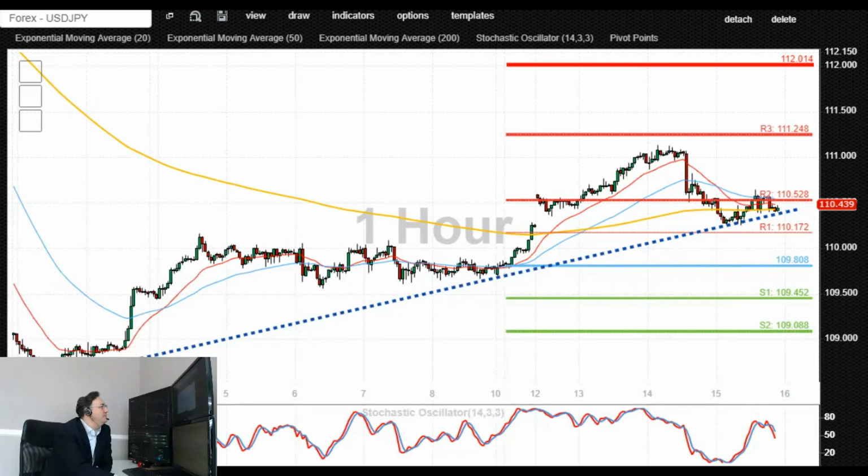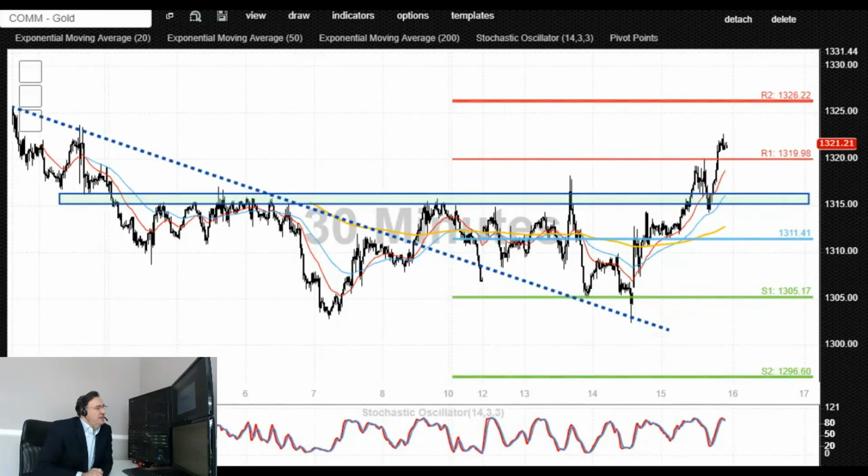This is the intraday price action for gold. Gold appears to be bullish above this 1305 level. We had a falling resistance trend line which was broken and tested on a couple of occasions, and the price action is moving higher now.